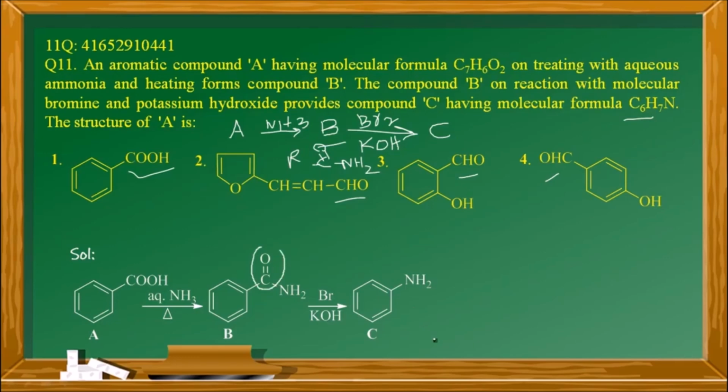Let us see the carbons. So the starting material is C7H6O2: carbons 1, 2, 3, 4, 5, 6 and 7, hydrogens 5 plus 1 is 6, and these are the O2. Yes, the starting material is correct, friends. Next, the product: carbons are 6, hydrogens are 5 plus 2, 7, and nitrogen is 1. So C is matching and H is matching. So option number 1 is the correct option, friends.